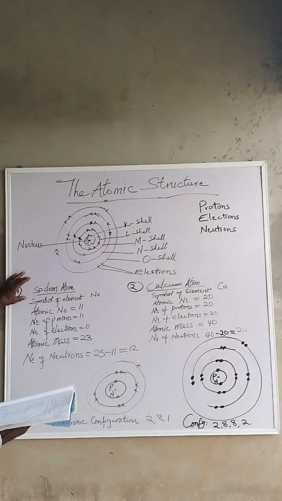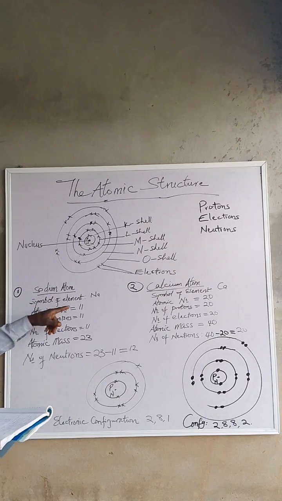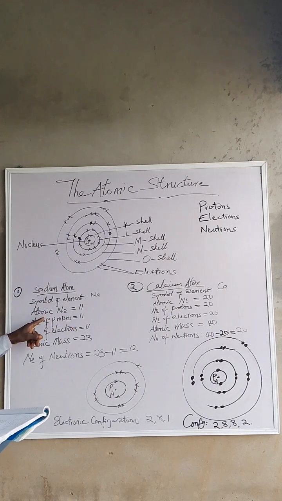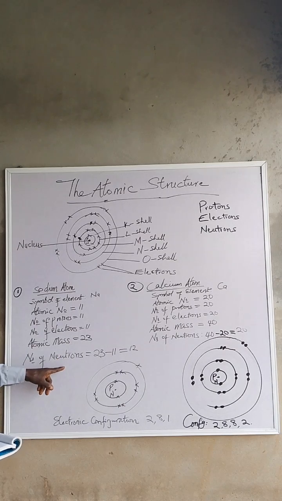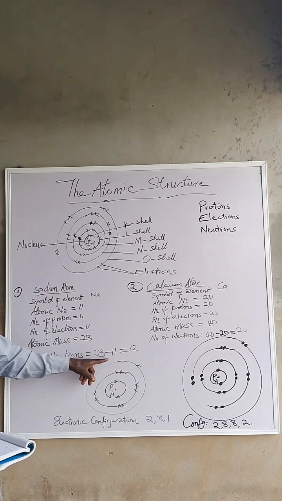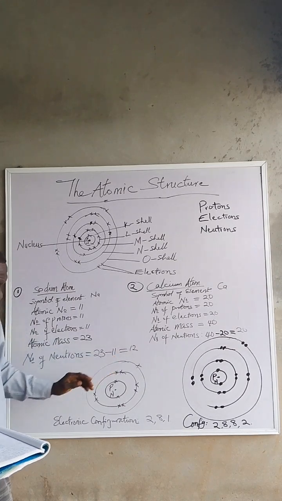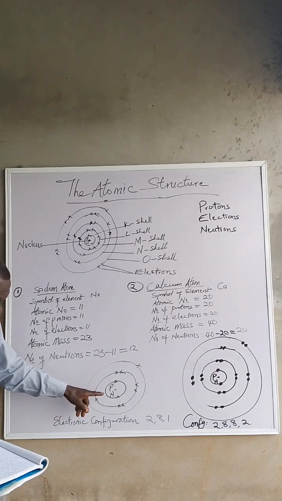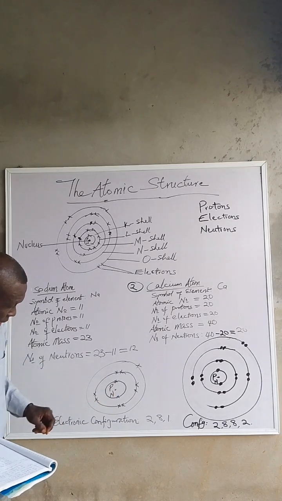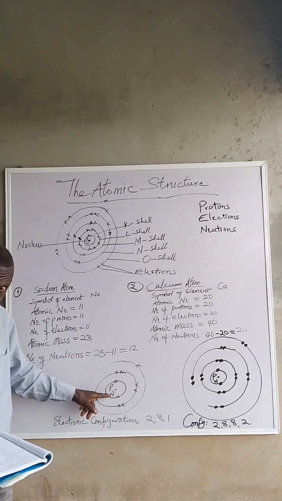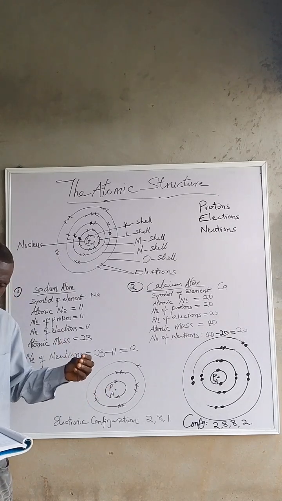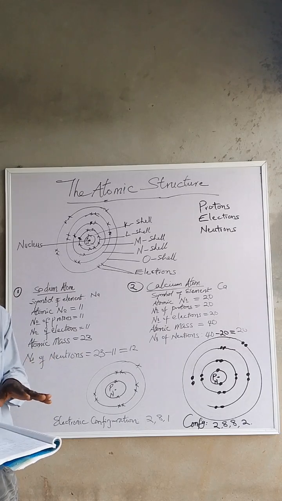Look at it now, this sodium. Symbol of the element, Na. Atomic number 11. Number of protons 11. Number of electrons 11. Atomic mass 23. Number of neutrons: 23, which is the atomic mass, minus 11, is 12. Now look at the structure here. This is the nucleus in the center. The P here stands for protons. The N stands for neutrons. The number of neutrons and the protons constitute the atomic mass of the atom.